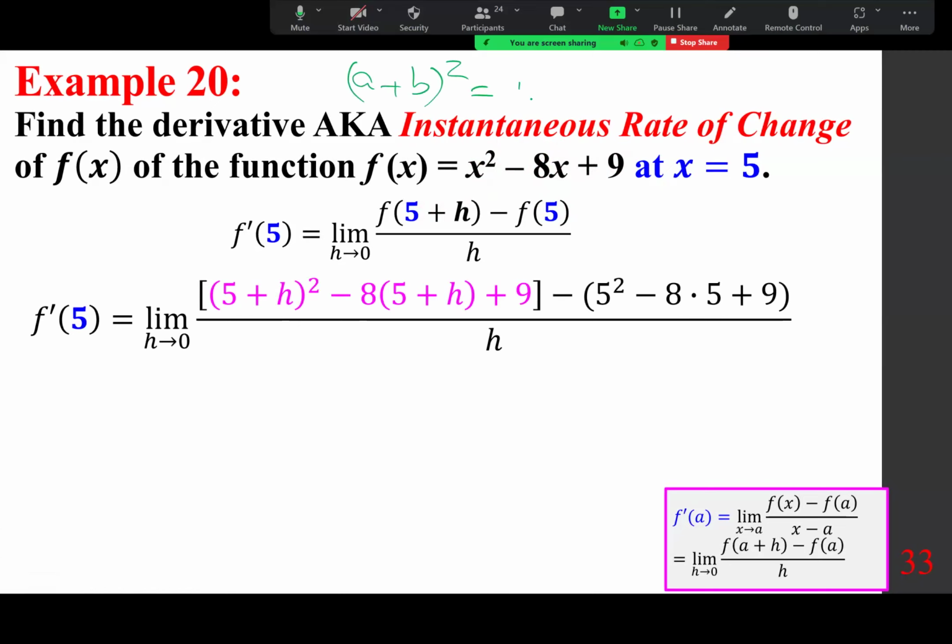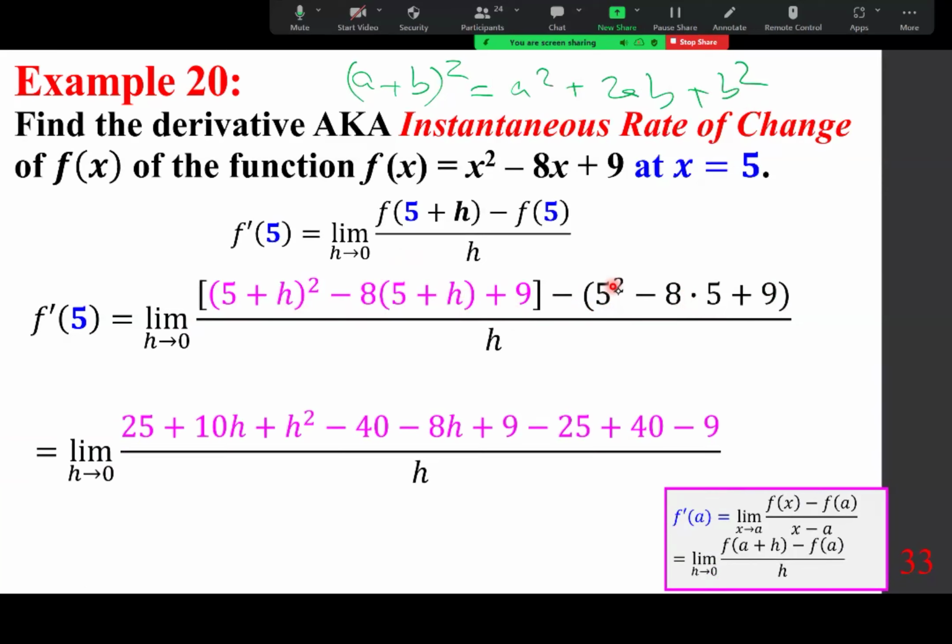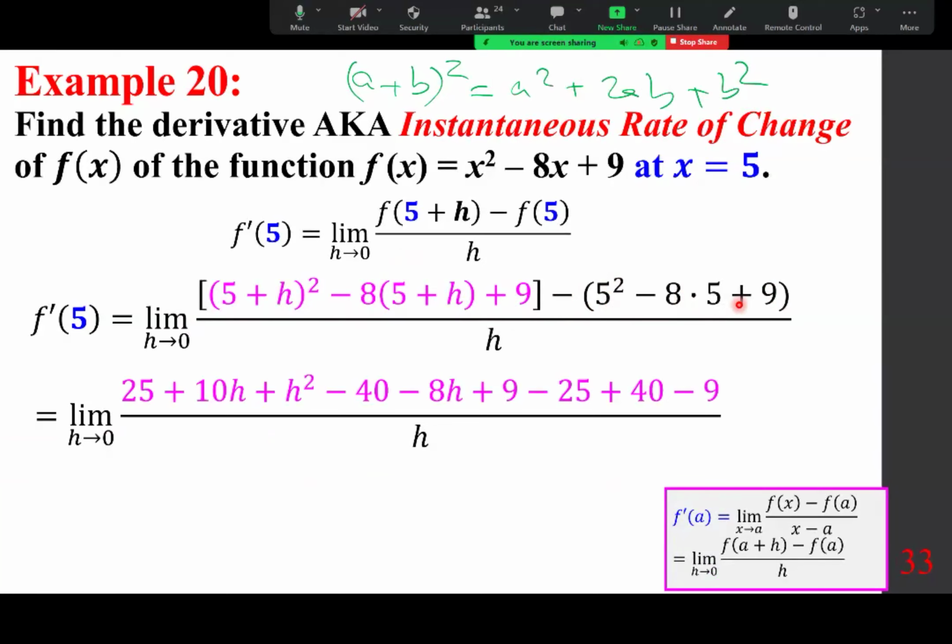A plus b squared is a squared plus 2ab plus b squared. So 5 plus h squared is 5 squared, which is 25, plus 2 times 5 times h, which is 10h, plus h squared, according to this. Minus 40 minus 8h plus 9 minus, now this is 25, this is minus 40, this is minus 9, and we can apply the negative, or we can simplify it either way. So I'm applying the negative. So this one is 25, 10h, h squared. This is minus 40, minus 8h plus 9, minus 25, plus 40, minus 9.